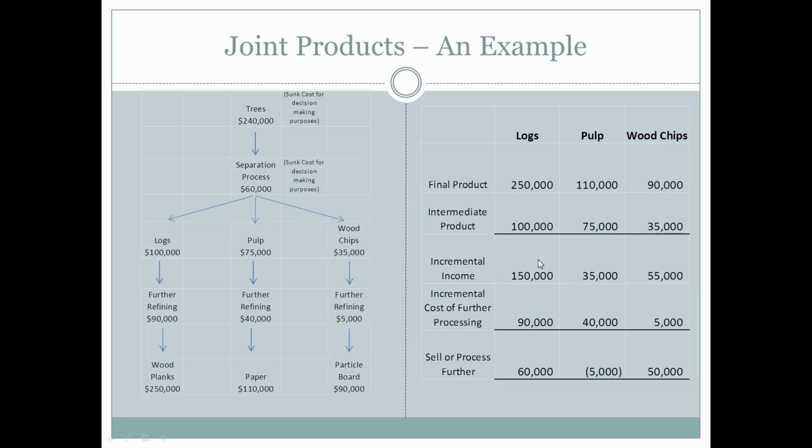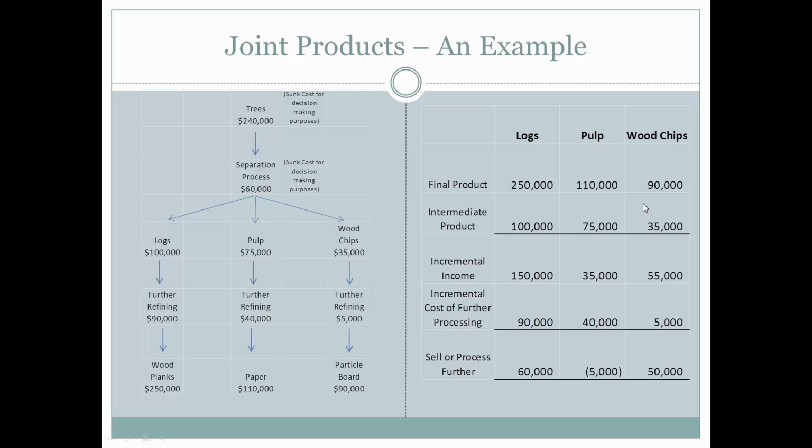But in order to earn this incremental income, what did we have to spend in order to earn this income? Well, we would have had to have the cost of $90,000 for further processing in order to be able to sell this final product of the wood planks. And so we would have determined that for $150,000 more in income, we would have spent $90,000 extra in order to get the final product of the wood planks. So in this instance, since it's a positive profit, we would go ahead and process these further, the logs, and process them all the way down to wood planks in order to gain this additional $60,000 in income.